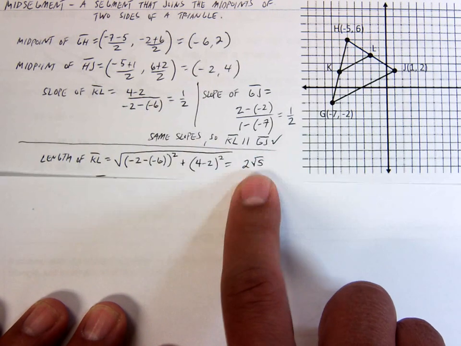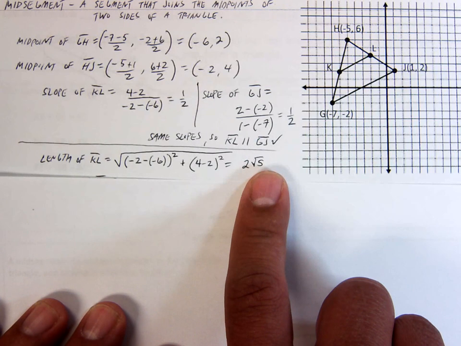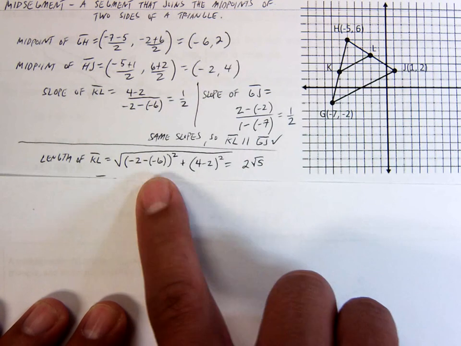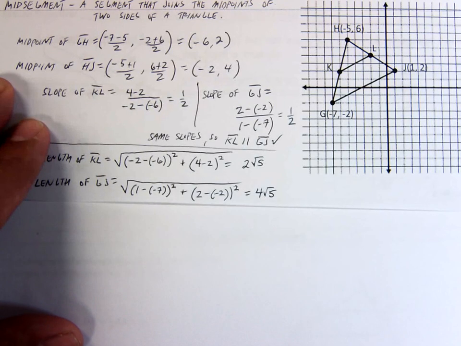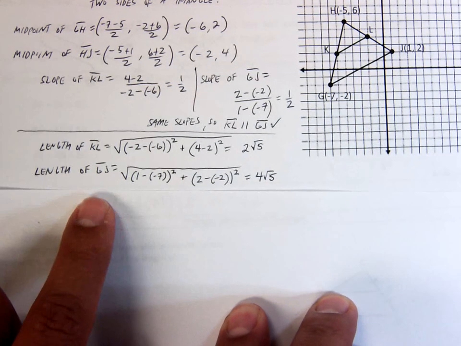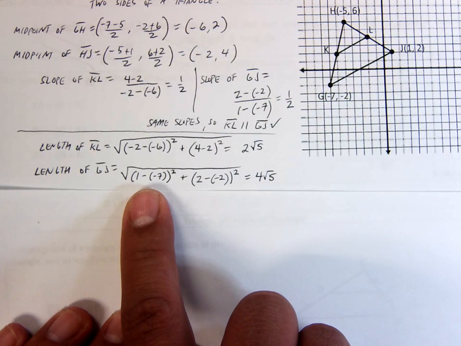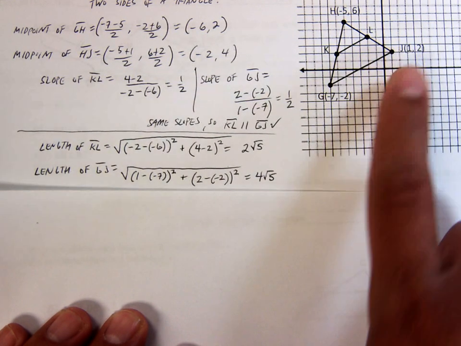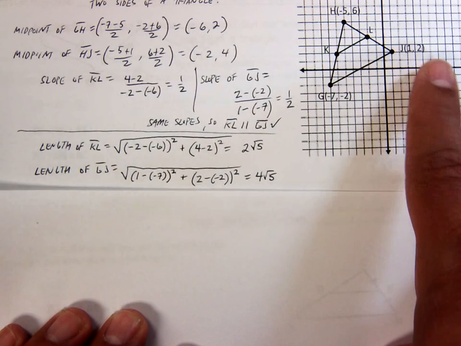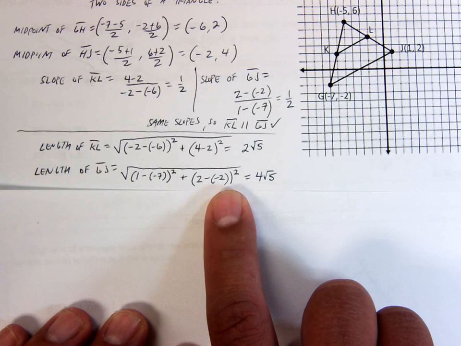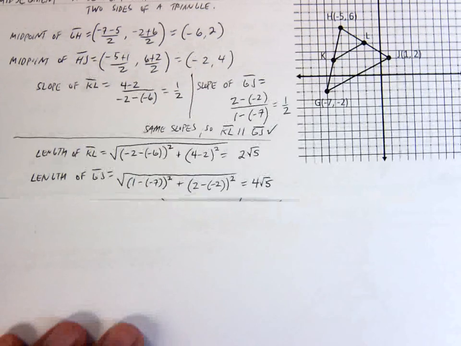If you're confused where this comes from, we haven't talked a whole lot about roots yet. I'll explain more about this in class. This is just equal to 2 root 5. If I scroll down and find the length of GJ from G to J, again, subtract your X's. So it is 1 minus -7 squared plus 2 minus -2 squared, which is 4 root 5. So I can scroll down.